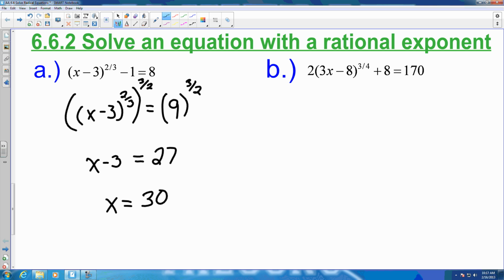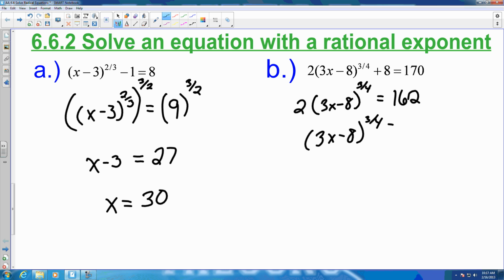In b, I must isolate my rational exponent, so I'm going to subtract 8 from both sides, so I'm going to say 2 times 3x minus 8 to the 3/4 power equals 162. Dividing both sides by 2, I'm going to have 3x minus 8 to the 3/4 power equaling 81. Now from here, I'm going to raise it to its reciprocal. So I'm going to raise it to the 4/3 power, and I'm going to raise 81 to the 4/3 power.